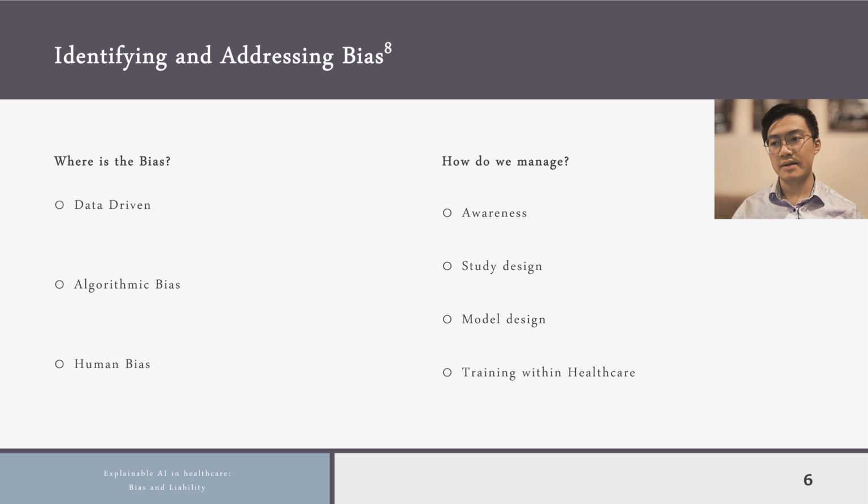Identifying and addressing bias. Here we look at where bias arises, whether it is data driven, algorithmic, or human bias. We also look at ways in which we can potentially manage bias, starting with awareness, then study and model design, and finally training.